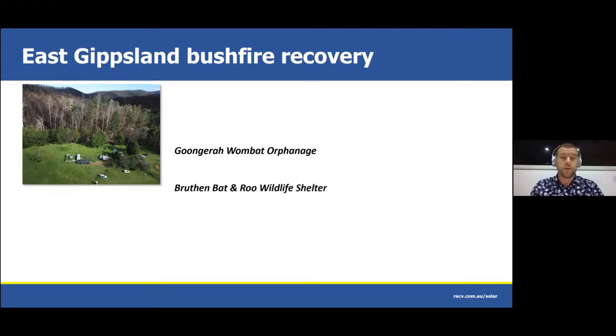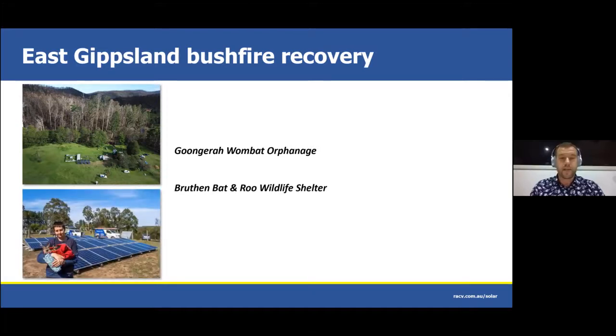We did some similar work for the good people at the Ruthen Baton Rouge Wildlife Shelter. So Goonga was actually off-grid. Ruthen was grid-connected, but obviously all the poles and wires were burnt out. So we were able to design and implement a portable solar system, as you can see in the background there, with some concrete feet as the ballast.